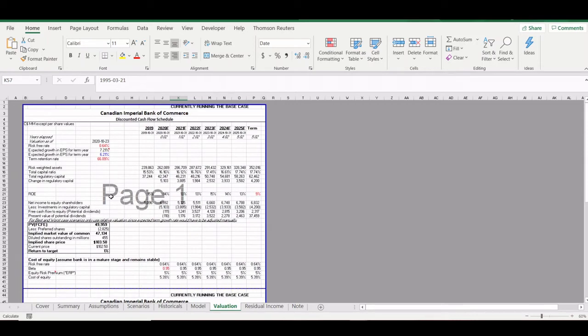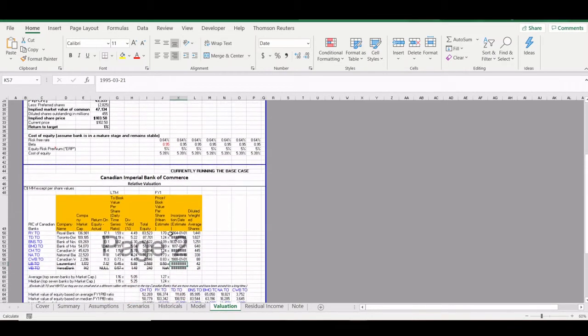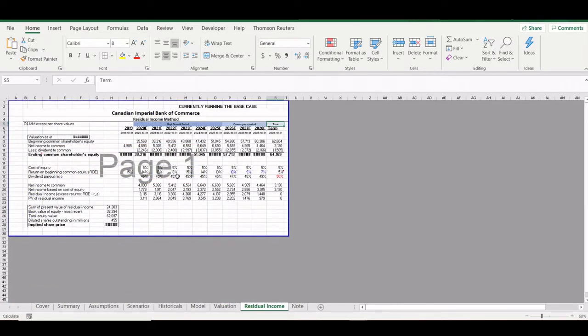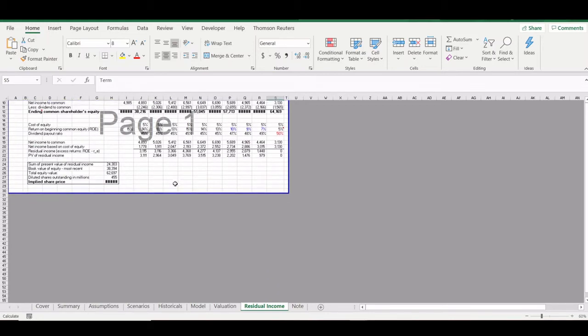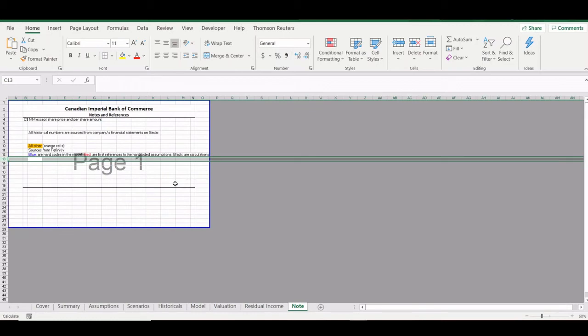Valuation of a bank under 3 different methods: the discounted cash flow schedule and intrinsic valuation using free cash flow to equity, relative valuation with respect to the Canadian banks, as well as a residual income approach and residual income schedule. And finally, the notes and resources used in the model.